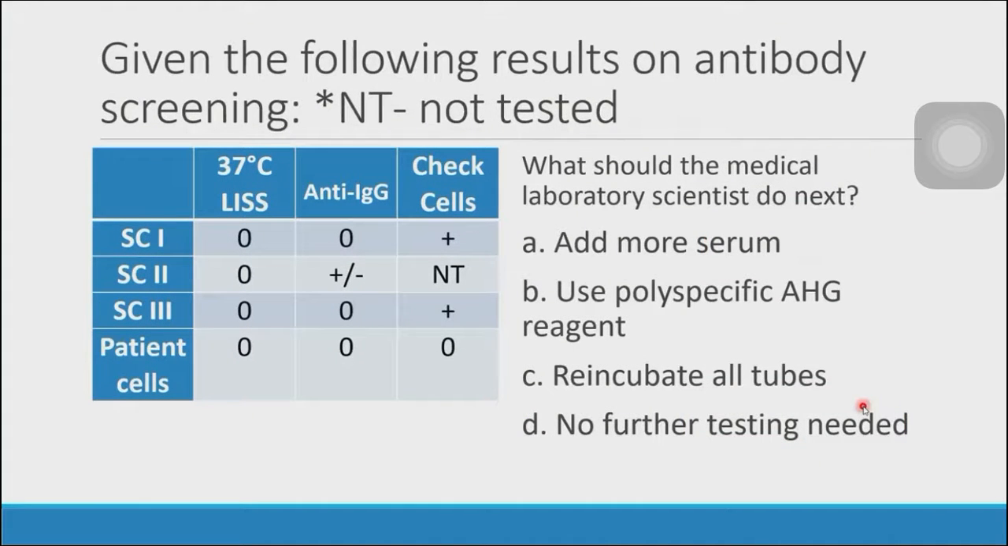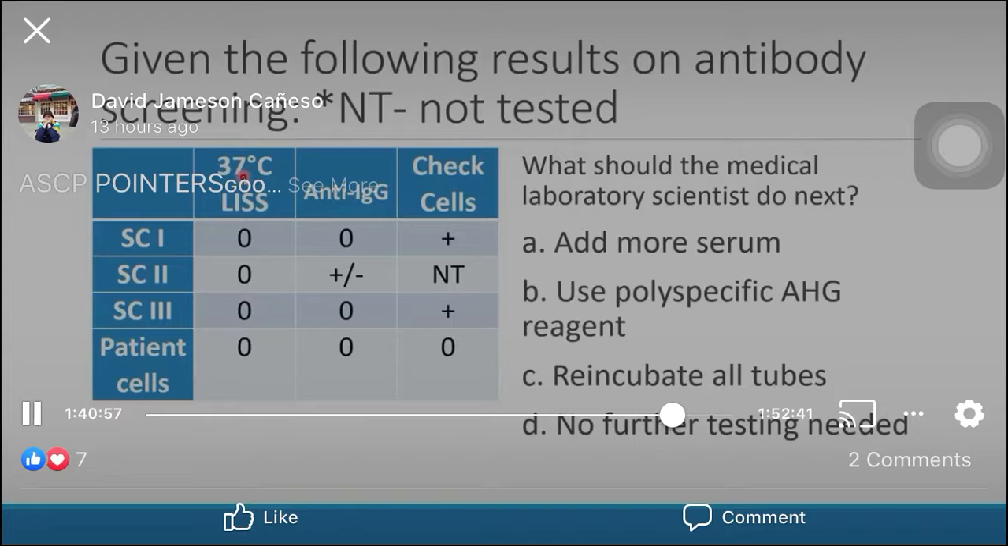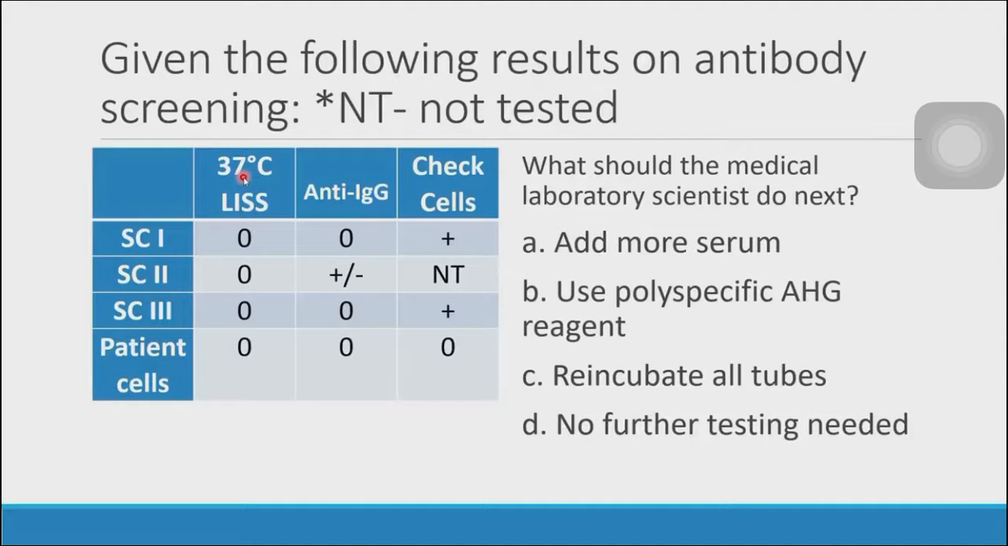Next, for this question, given the following results on antibody screening, where the asterisk NT means not tested. For antibody screening cells, we have 3 screening cells at 37 degrees Celsius with LISS, anti-IgG, and check cells. The question is, what should the medical laboratory scientist do next? So what is the problem with this table? The problem here is actually a weak or trace reaction in the anti-IgG in screen cell 2. Weak or trace reaction.